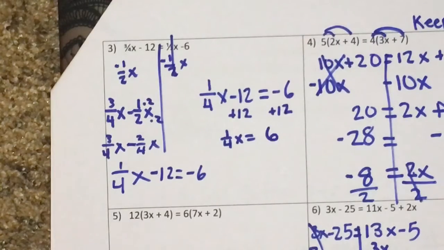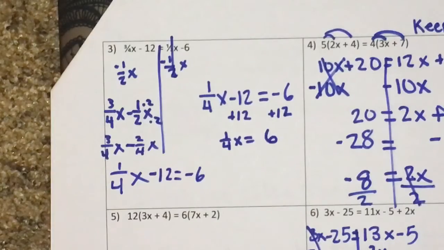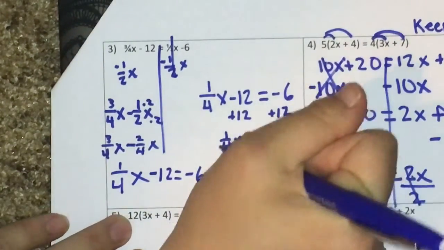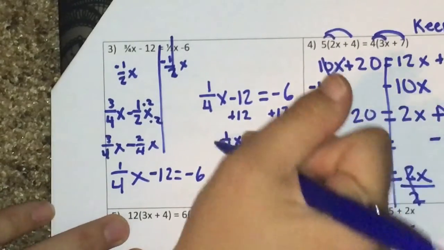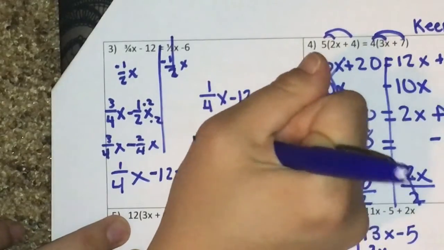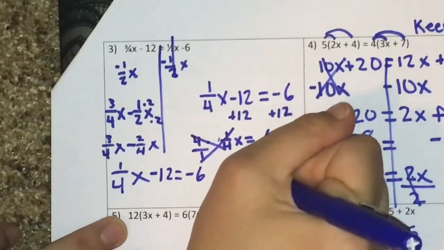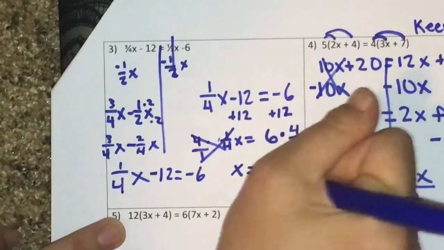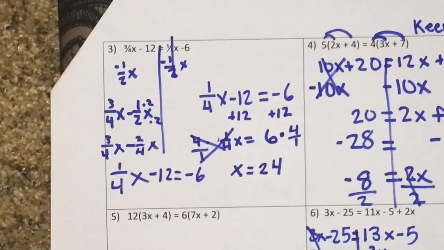Last step is to do the inverse operation. Well, in this case, x is being multiplied by 1/4. So in other words, I would need to divide both sides by 1/4. But remember, when you divide by a fraction, it's the same thing as multiplying by the reciprocal. Those cancel out, and I'm left with x is equal to, looks like 24 over 1. Remember, when you multiply fractions, multiply straight across.